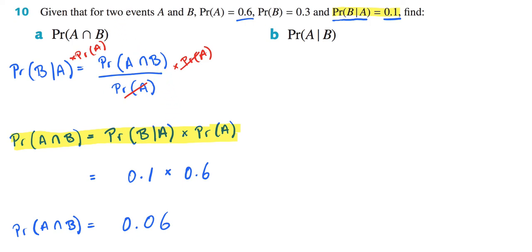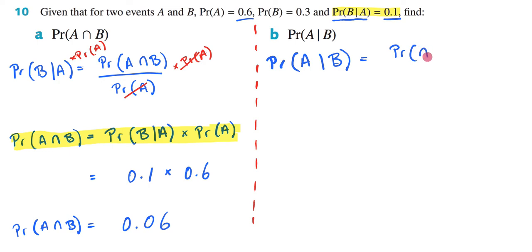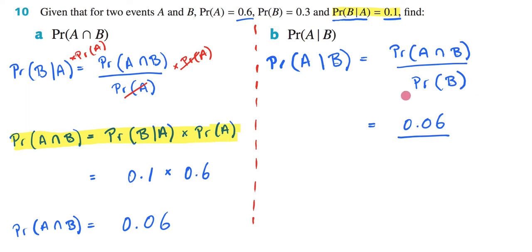All right, so let's now go on to part B of this question, which is asking me to find the probability of A given B. So if you're ever stuck, what you always do is just write down what you know the formula for this to be. Well, I know the formula is going to be the probability of A intersection B divided by the probability of B. I know what the probability of A intersection B is because I just solved it. That's 0.06. And I know what the probability of B is because it's given in the question, 0.3. So therefore, my answer is going to be 0.2.